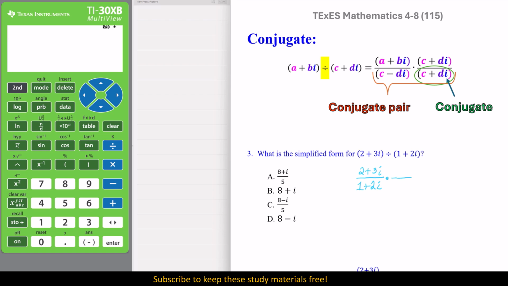But we have to do that over itself because essentially we're multiplying by 1, and any number over itself equals 1. So we have the conjugate, that would be 1 minus 2i, and then you put that in the numerator also. Essentially we're taking the given, multiplying it by 1, but it will literally alter its state into something usable. Okay, so now be careful. This is where you need to use the rules of distribution.